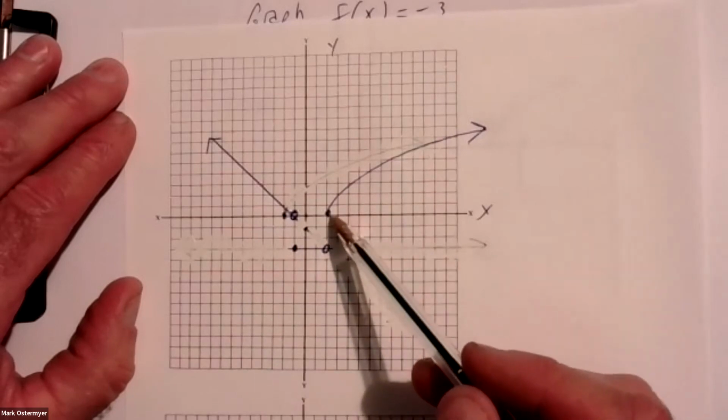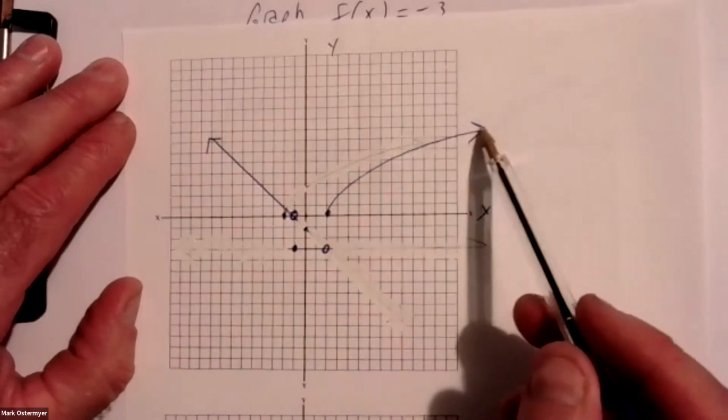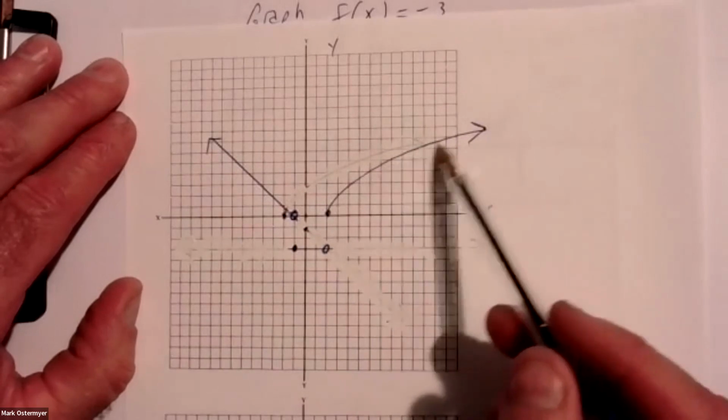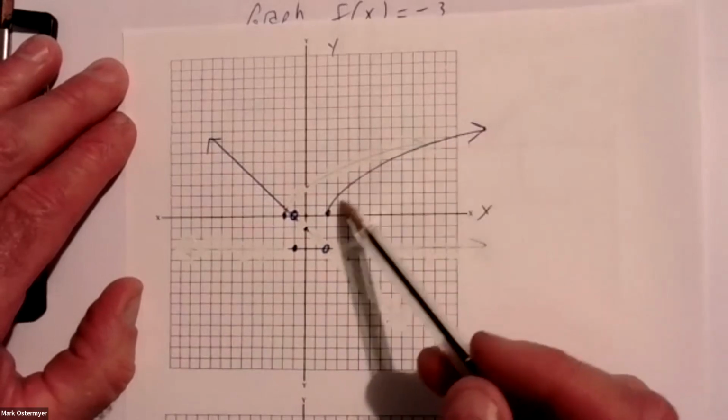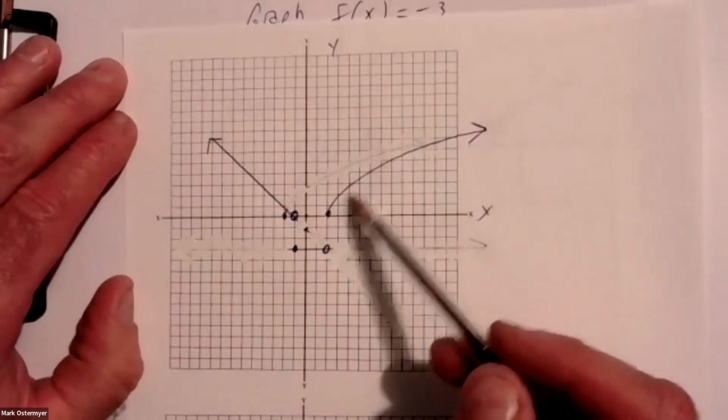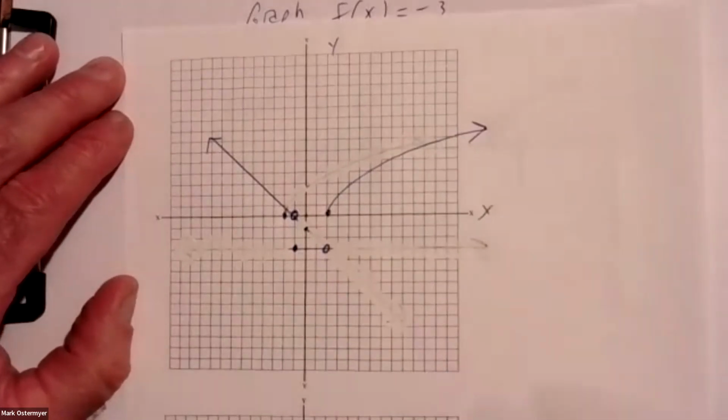Including -1, hence a closed circle here, but an open circle here. And this would be the graph of the portion of the function for input values of x that are greater than or equal to 2. Hence we have a closed circle there.